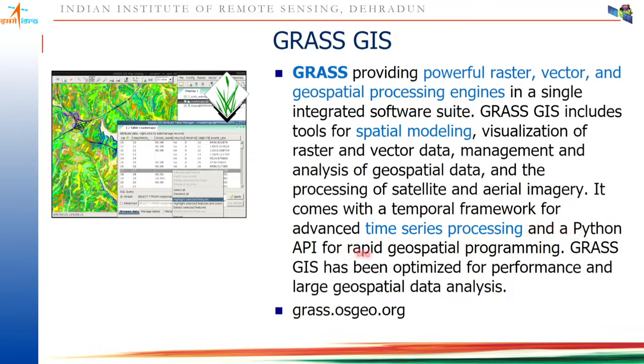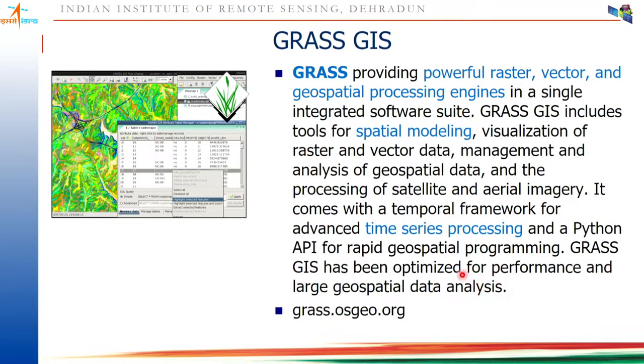And a Python API for rapid geospatial programming, both in QGIS and GRASS. In QGIS, it is called PyQGIS. In GRASS, it is called PyGRASS. They have a separate library in the Python programming language. So you can use all these algorithms in Python directly. So if you're a Python programmer, you can also use the good things in these softwares in your programs also.